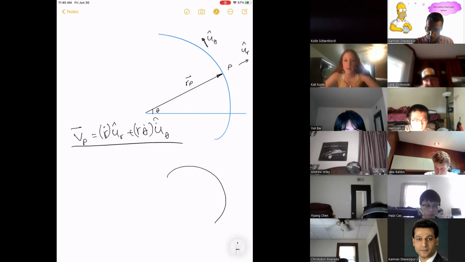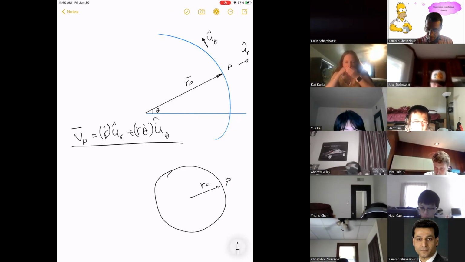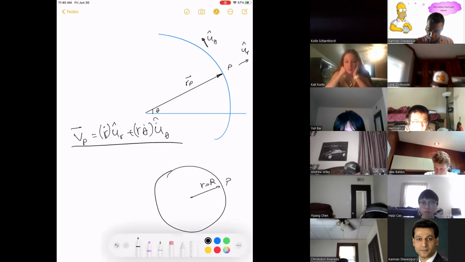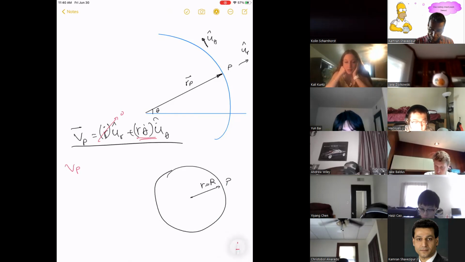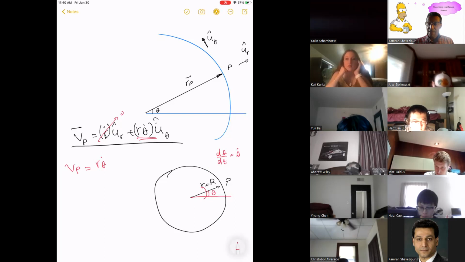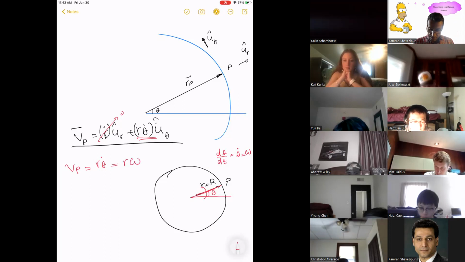Now, for a circular motion, like the case we have with a rigid body, R is constant, which means this term will be 0. So the magnitude of velocity is R theta dot. And we know that if this is theta, the way we defined d theta dt, which is theta dot, now that we have a rigid body, we can consider the change of theta as the change of orientation of the rigid body. We can also call this omega. That's how we define omega, d theta dt. So technically you can write this as R omega.